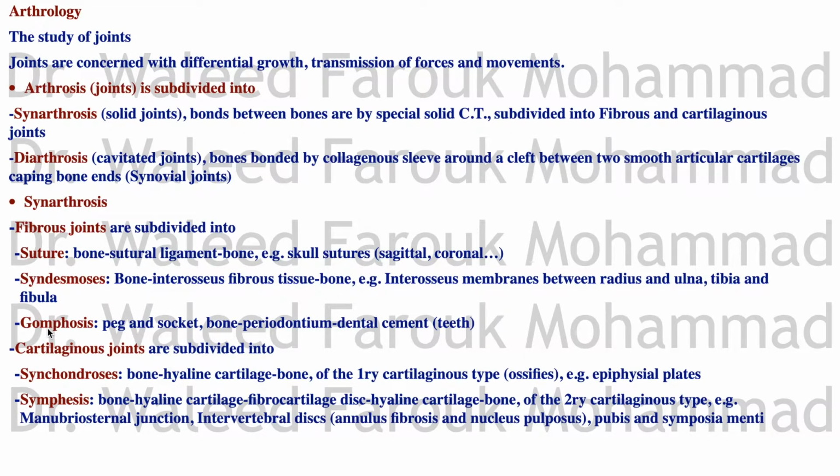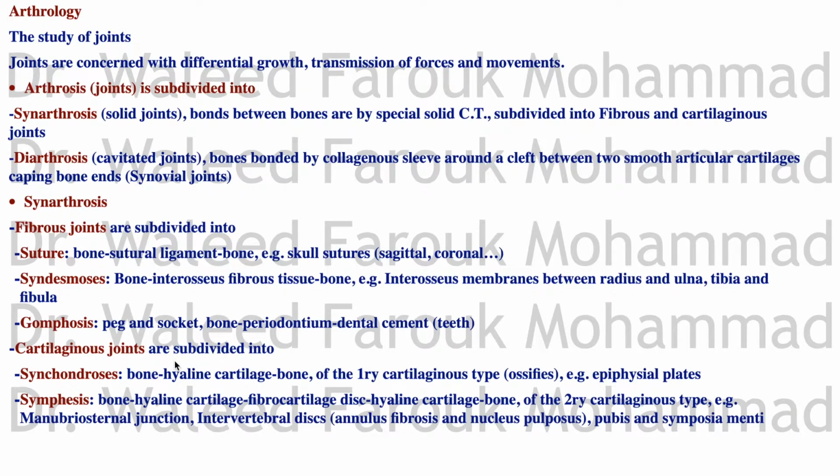Gomphoses, the bones are bound together by a special type of membrane called the periodontium, and it's present only in teeth. It's the joint that forms the articulation between the tooth and its alveolar socket, either in the maxilla or in the mandible. It's of the peg and socket type, and it's composed of bone, periodontium, then the dental cement.